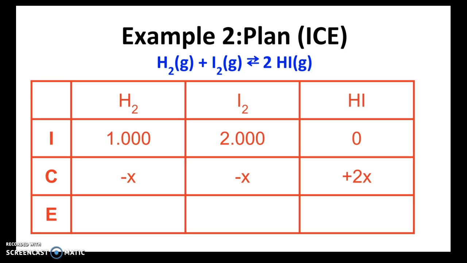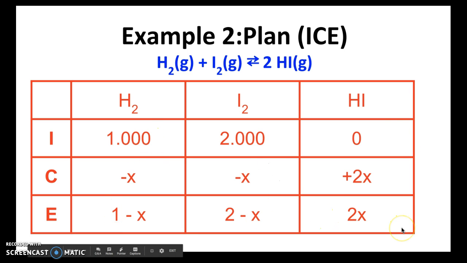Finally, for the equilibrium row, you're just going to combine. For H2, it's going to be 1 minus x. For I2, you start off with 2, you're losing x amount of it, so it's 2 minus x. And for HI, you're starting with 0 and you're adding 2x to it, so it's just going to be 2x. Okay, so now we have our equilibrium values for H2, I2, and HI, but there are no numbers there. In order to get the numbers, you need to solve for x.